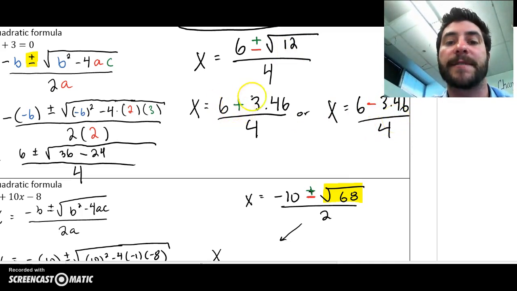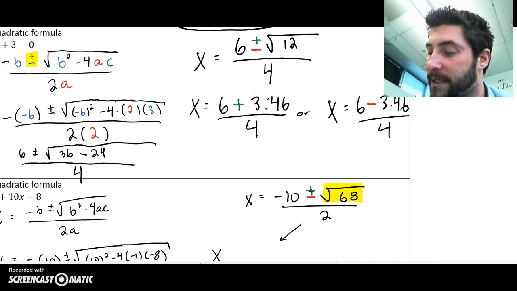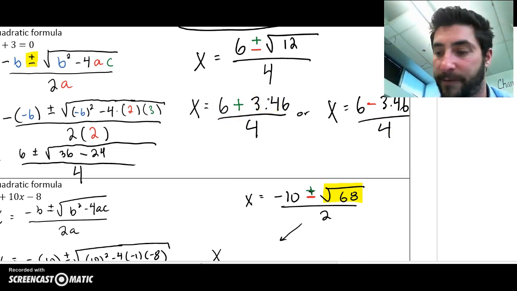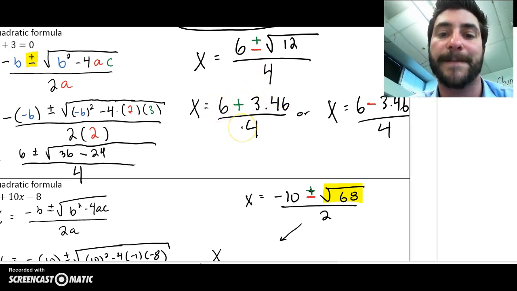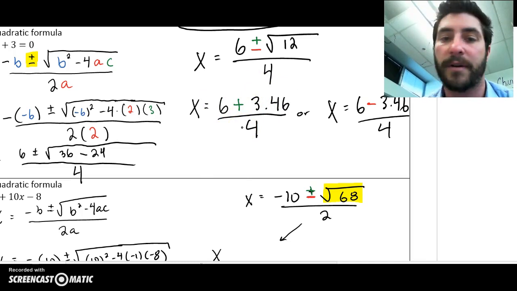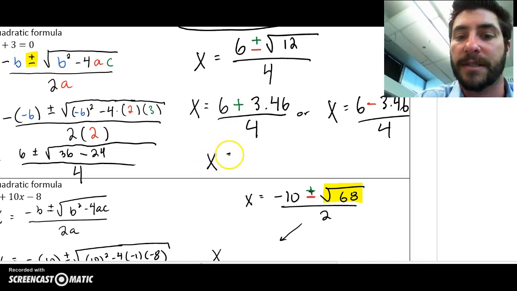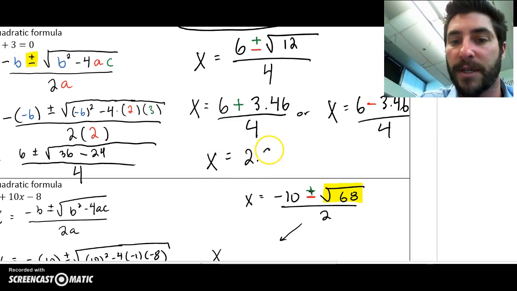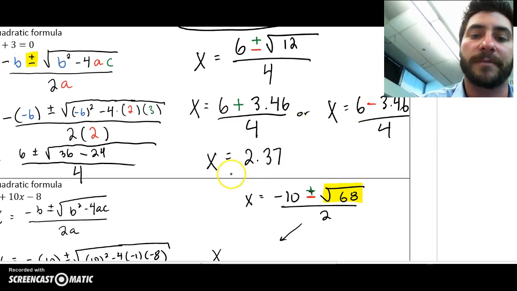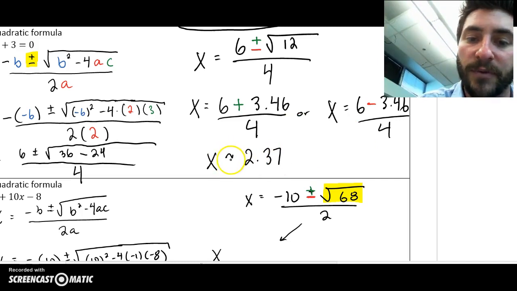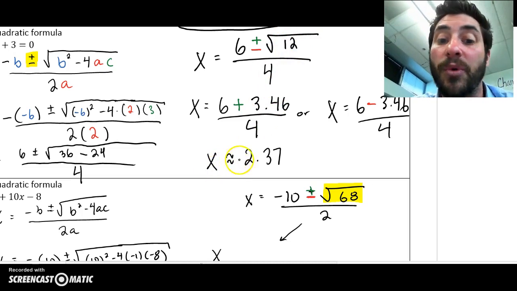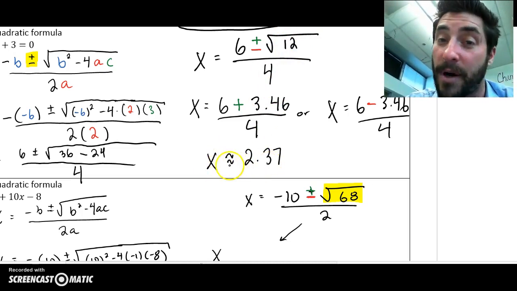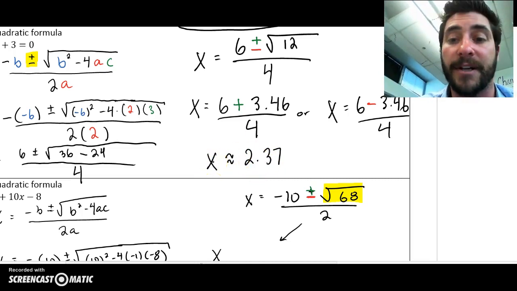One last thing. Let's simplify. Take 6 plus 3.46, and that gets you 9.46. Divide that by 4 and you're going to get x equals 2.37. Nope. Since we rounded the square root of 12, we need to say that x doesn't equal 2.37. It's approximately equal to 2.37. It's not quite equal to. It's not an exact answer anymore.